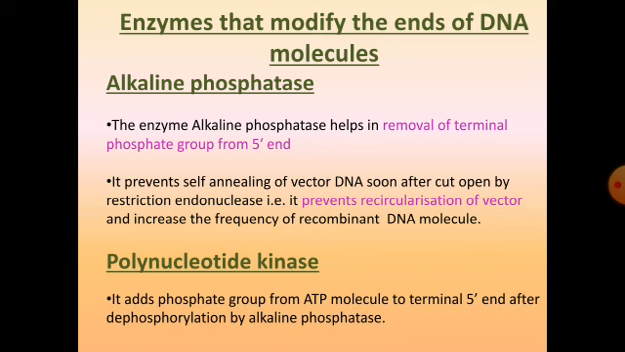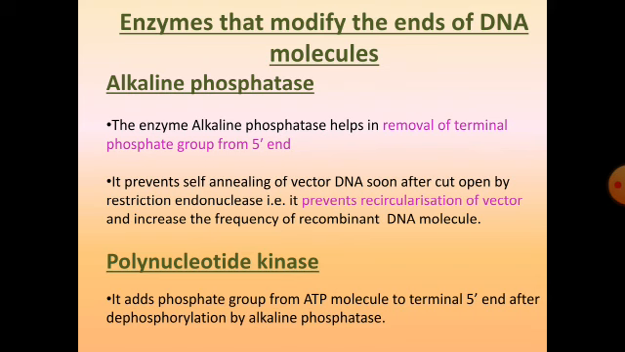Then some enzymes that modify the ends of DNA molecules are discussed here. The first one is alkaline phosphatase. The enzyme alkaline phosphatase helps in removal of the terminal phosphate group from the 5' end. It prevents self-annealing of vector DNA soon after it is cut open by restriction endonuclease. That is, it prevents recircularization of the vector and increases the frequency of recombinant DNA molecules.